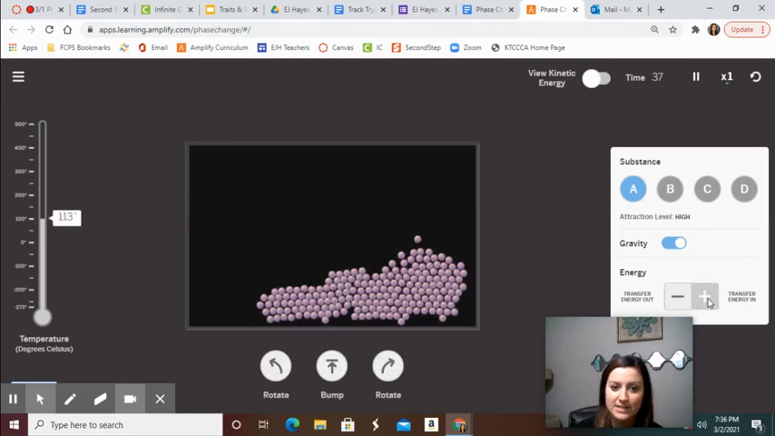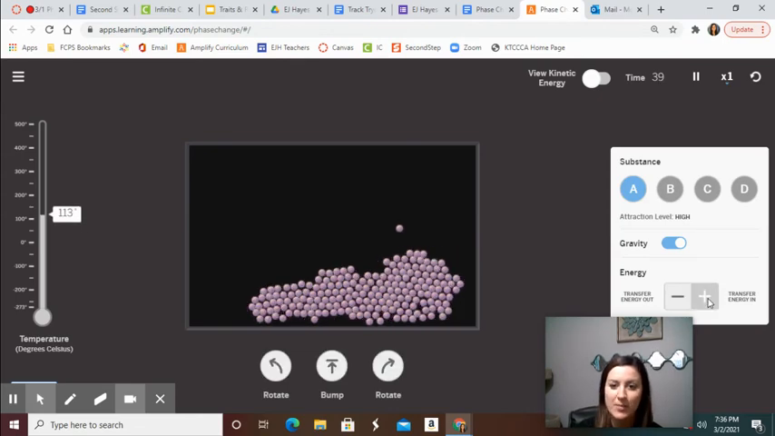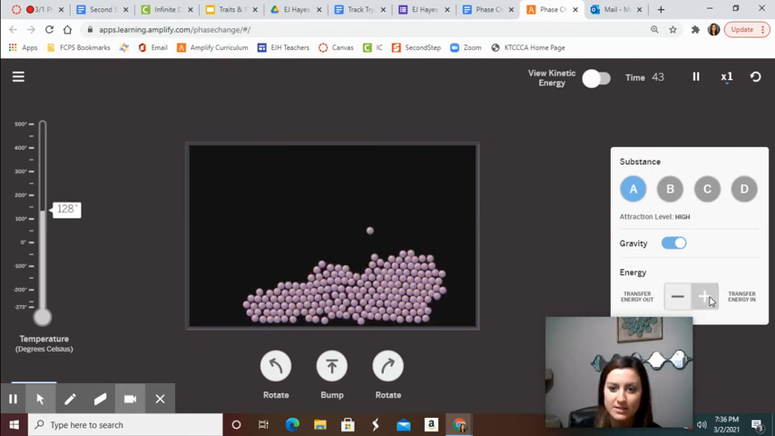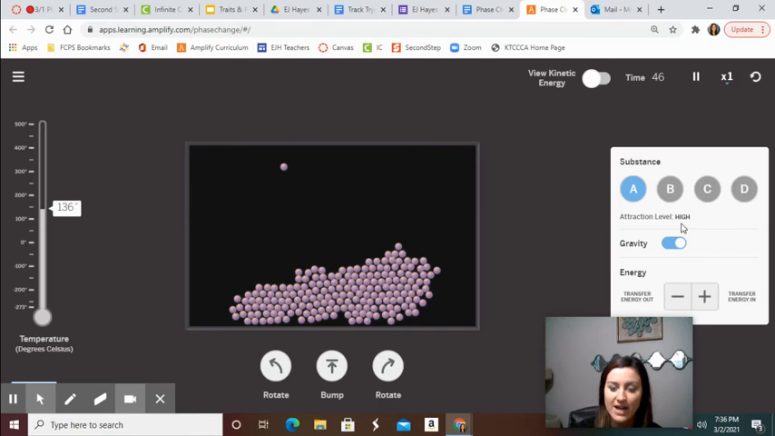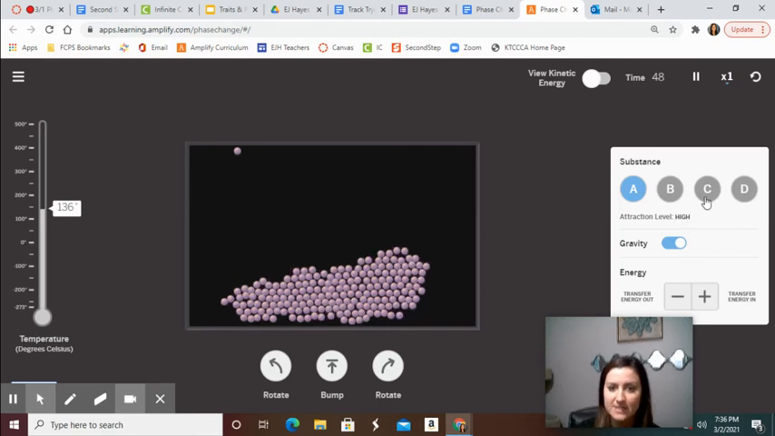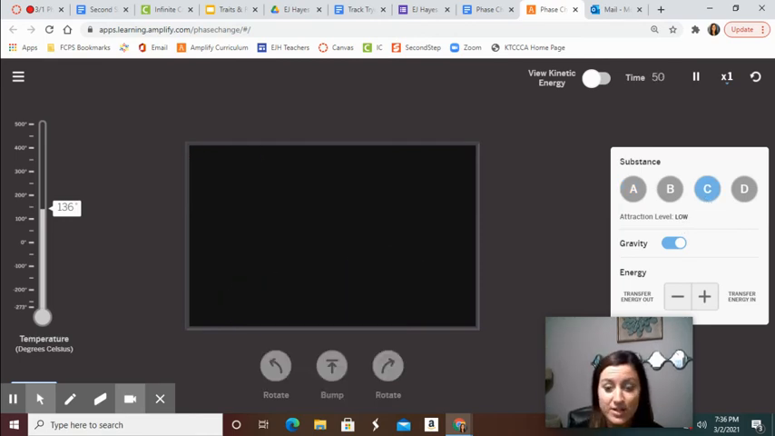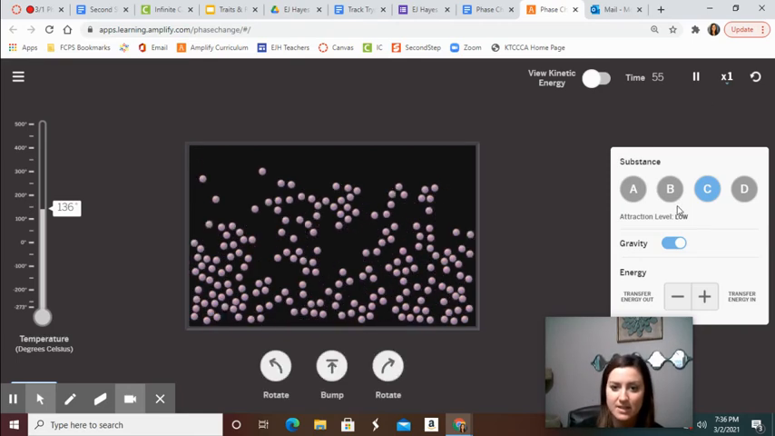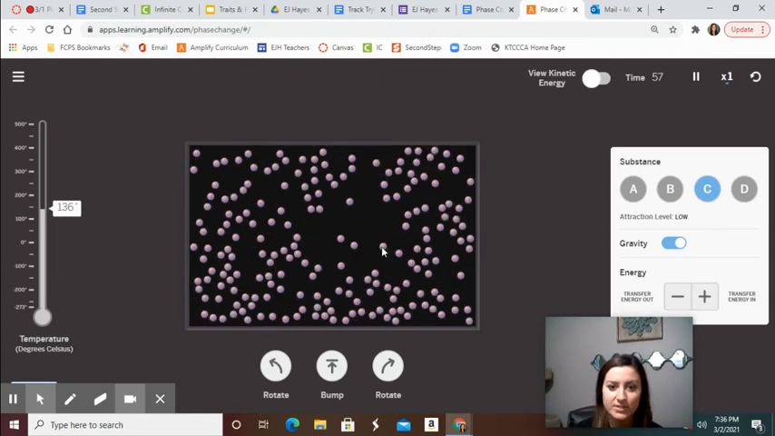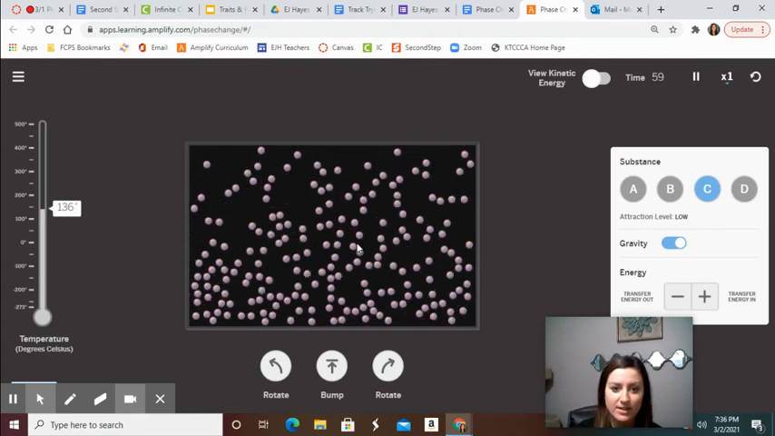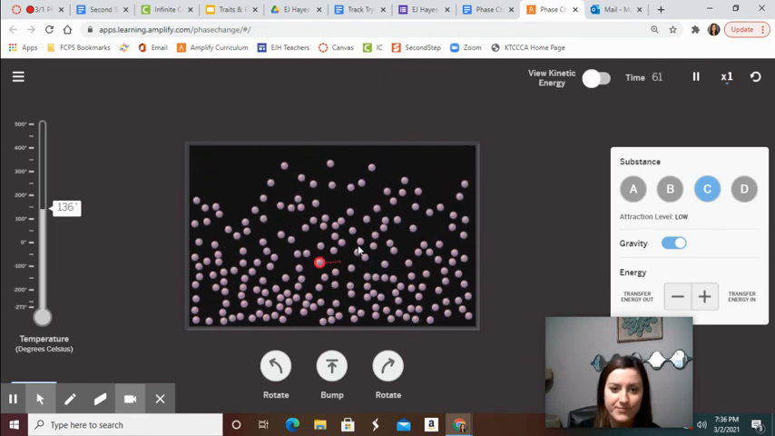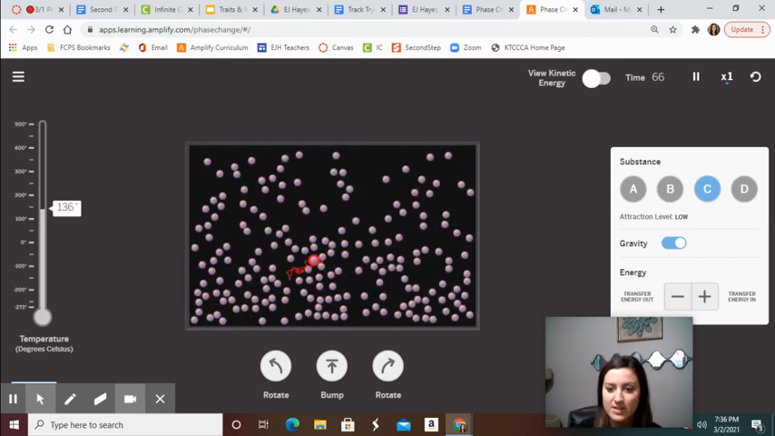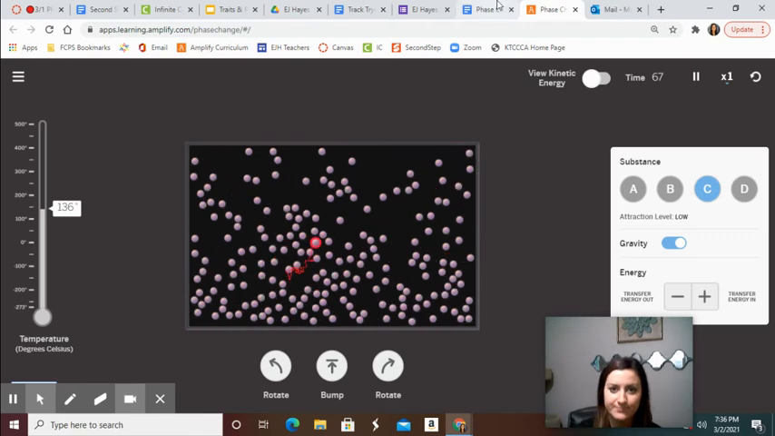If I get past a certain temperature, you can see some of my molecules start to escape to the top, even though I have a high level of attraction here. That means that they are attracted to each other and kind of sticking together. If I go on to my substance C here, you can see those molecules start going all over the place, and you can click on one and kind of watch it go. And I just pretty much simulated phase change from a solid to a liquid to a gas.